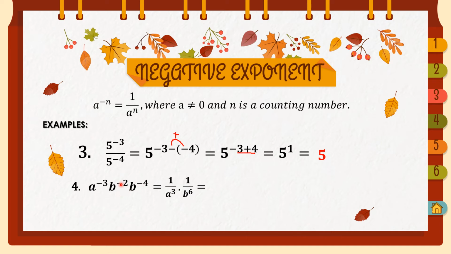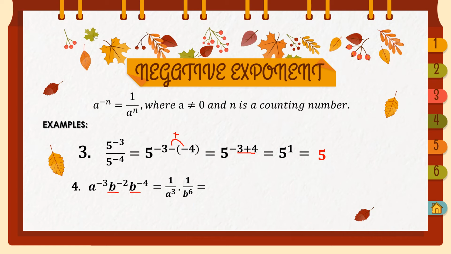B raised to negative 2, B raised to negative 4, is equal to, simplify natin. Ito kung mapapansin ninyo, B at saka B. Ibig sabihin po neto, kapag ganito, anong gagawin natin? I-add natin or add na ba natin agad-agad yung exponent? So, pwedeng mag-simplify muna tayo.